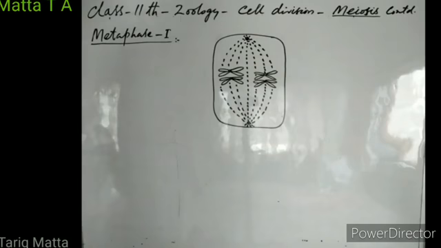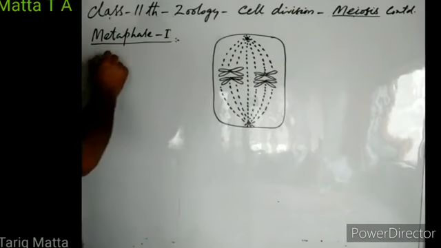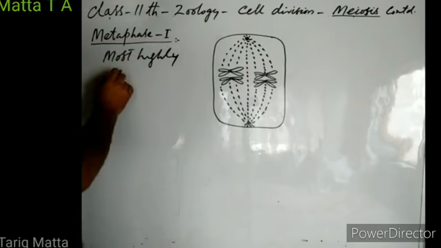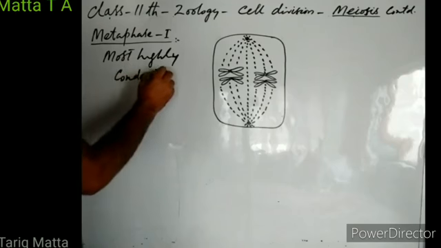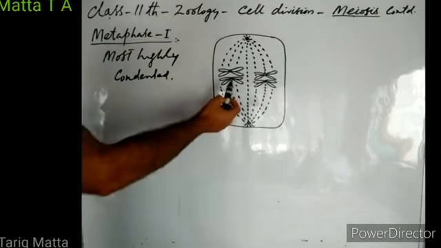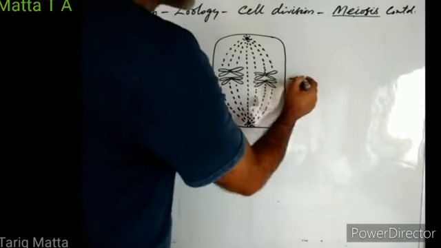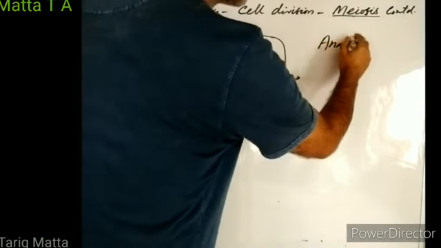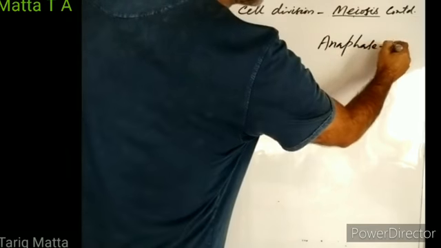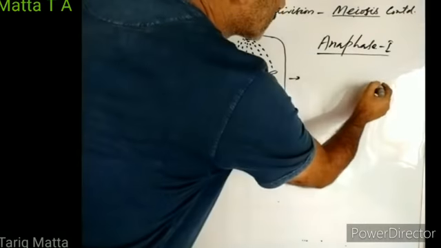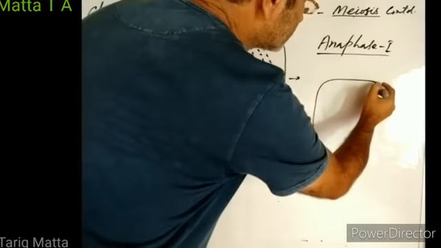At this metaphase stage, the chromosomes are most highly condensed, and they are perfectly aligned around the equator of this spindle. So this happens in metaphase first. Then metaphase first leads into anaphase first. What happens in anaphase first? I will show you that in the diagram.